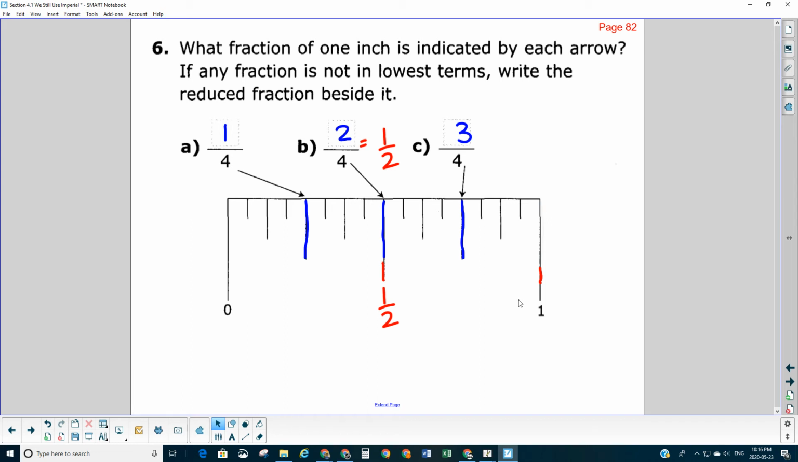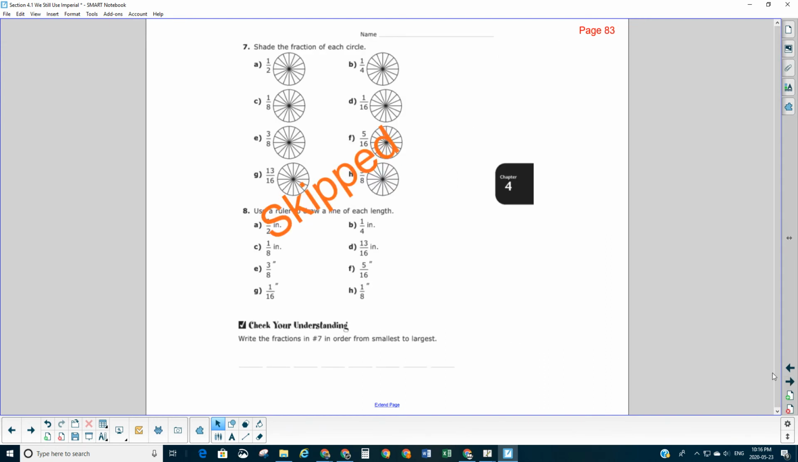All right, so that's getting comfortable just going between 0 and 1 and counting in the 16ths, in the eighths, and the quarters, and even the halves. All right, so we're going to stop there. We're not going to do page 83.